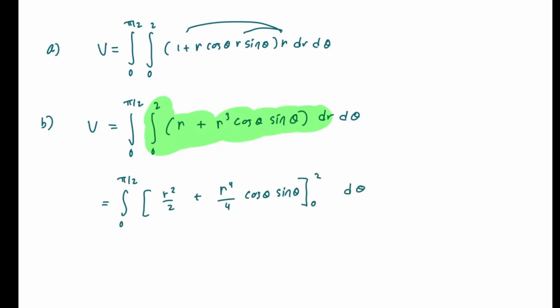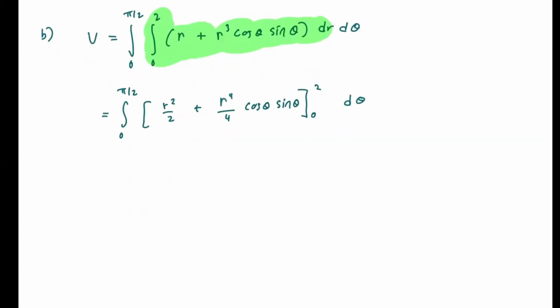Then we finally integrate with respect to theta. So let's plug in the upper limit, replacing each r with 2. We have the integral from 0 to pi over 2 of, with r equals 2, 2 plus 2 to the 4th, which is 16 over 4. That's going to be 4 cosine theta sine theta. And now we can integrate with respect to theta.